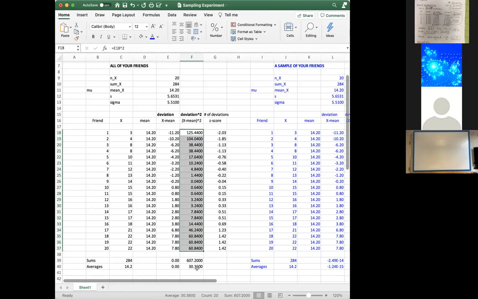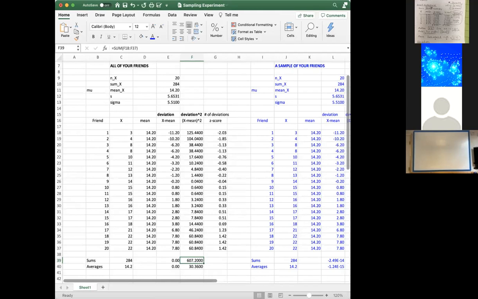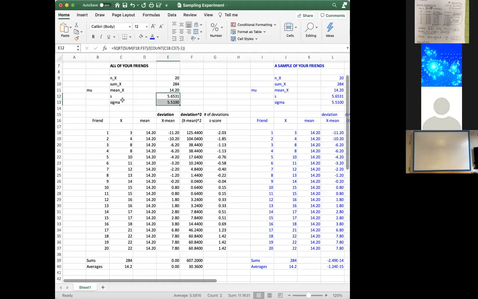And when I take that and divide by 20, remember you got 20 friends. So the variance is the 607.200000. The variance is the sum of the squares of the deviations divided by 20. But I want the average deviation, not the average deviation squared. So 600 approximately divided by 20 is about 30. And then I will take the square root of that 30 and get 30.3600 square rooted. Here is the standard deviations S and sigma.